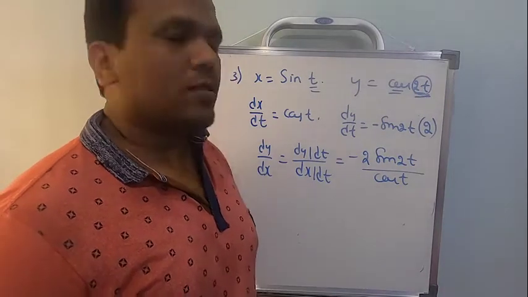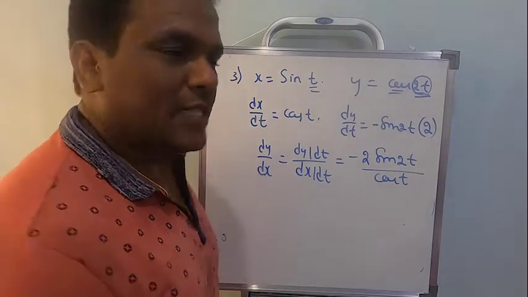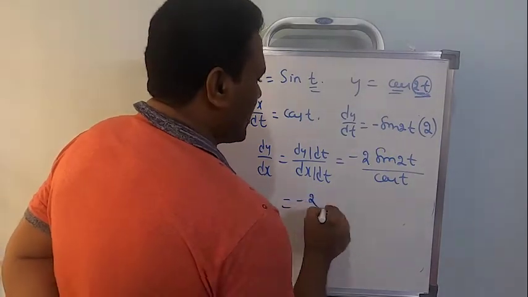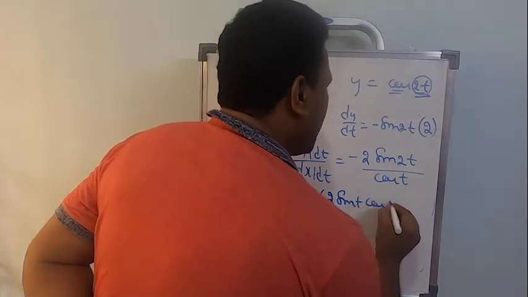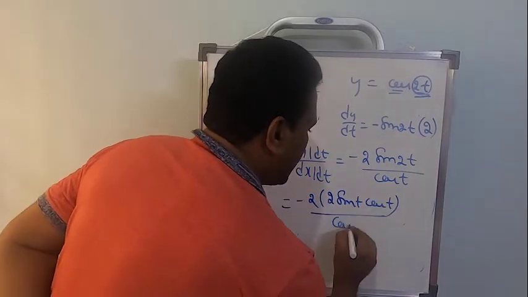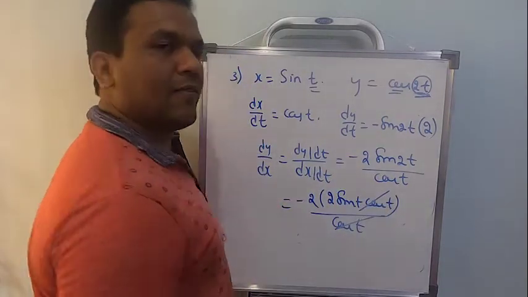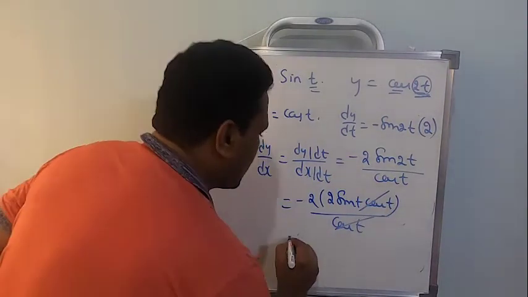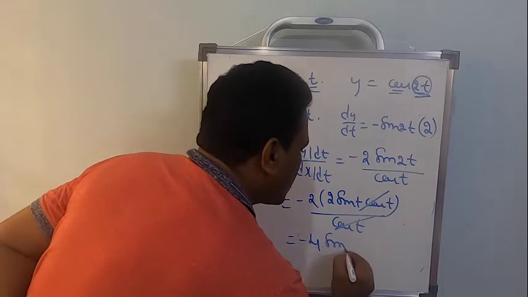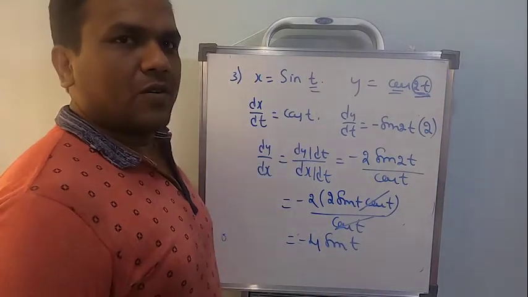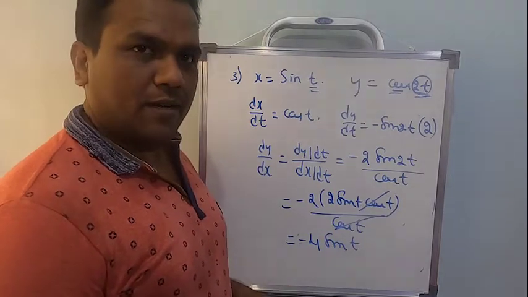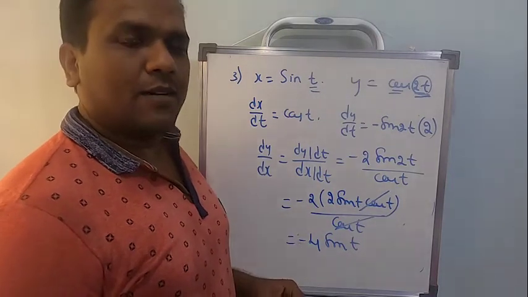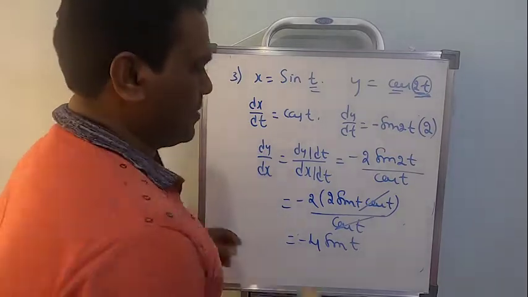Now numerator, just observe, we have sine 2t. There is an expansion for sine 2t. We already have a minus sign. Sine 2t can be written as 2 sine t multiplied by cos t, and in the denominator cos t. Now eliminate cos t. So what's the remaining thing? Minus 4 sine t. So simple differentiation, most of you have learned it. Most of you will do it after differentiation. Try to learn the simplification part.